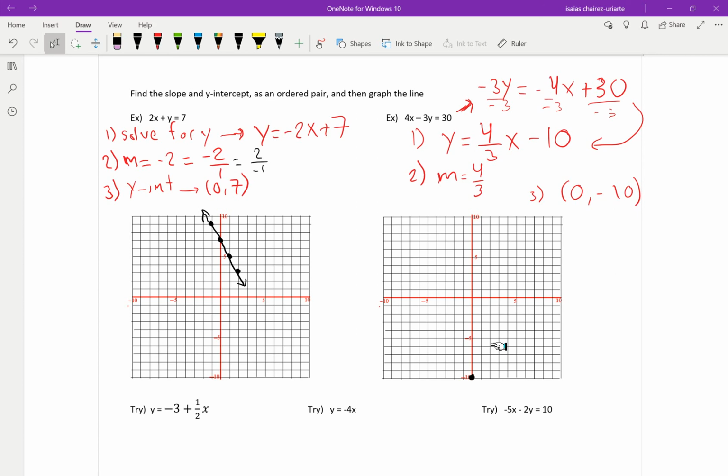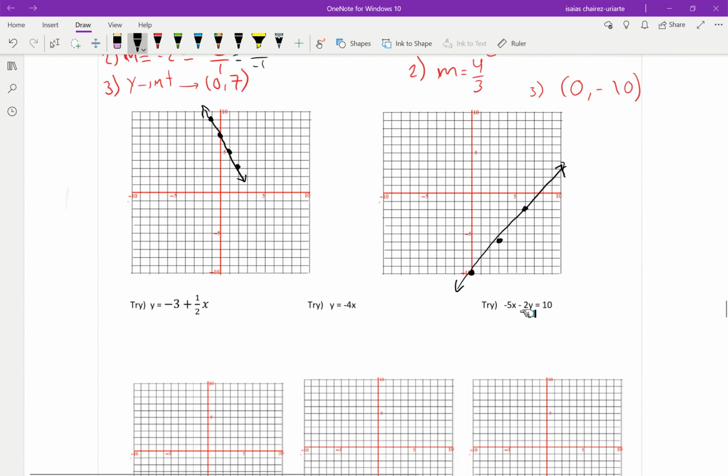Just to make sure, I'll put another point. I'm going to go up 4 from here, 1, 2, 3, 4, and 3 to the right. Don't forget the little arrows to indicate that the line keeps going forever in both directions. I think that's my line right there. Hopefully you agree with that.